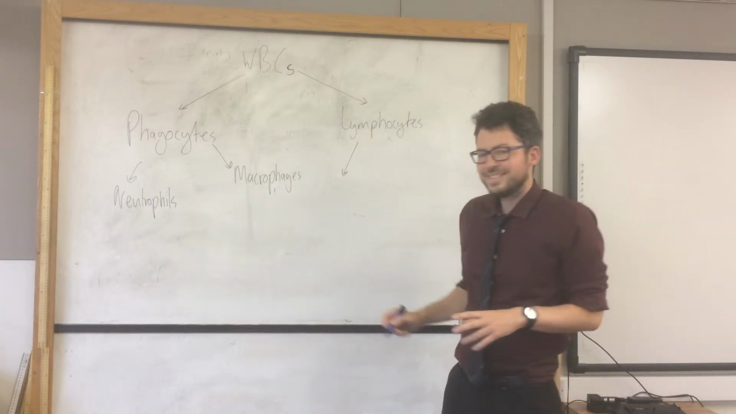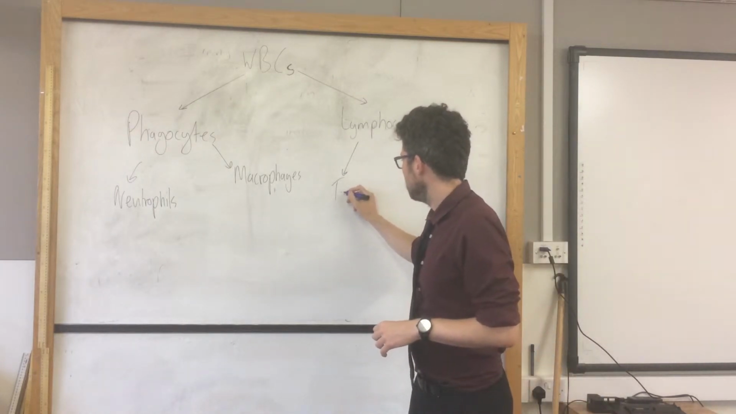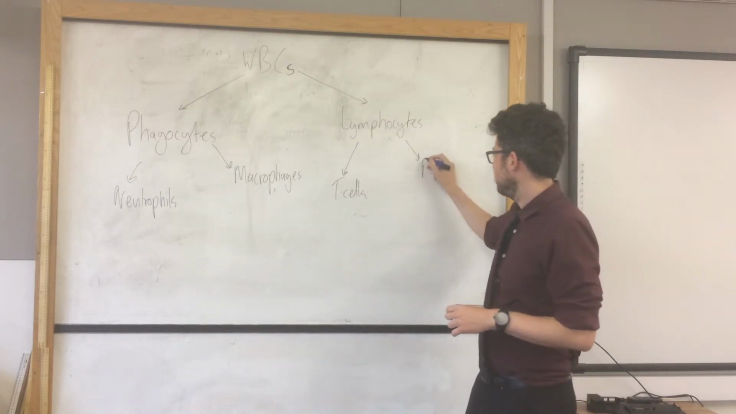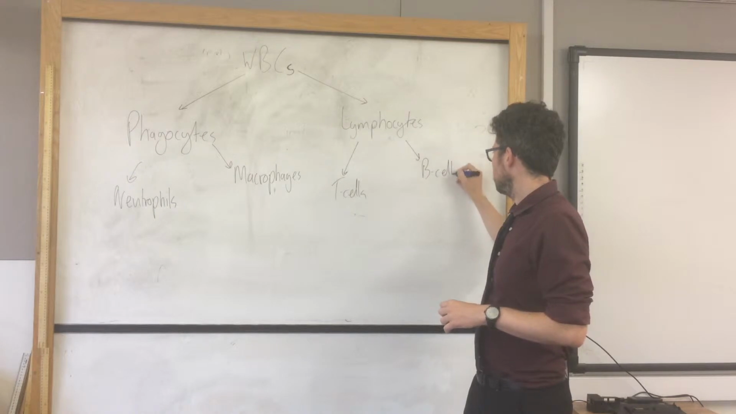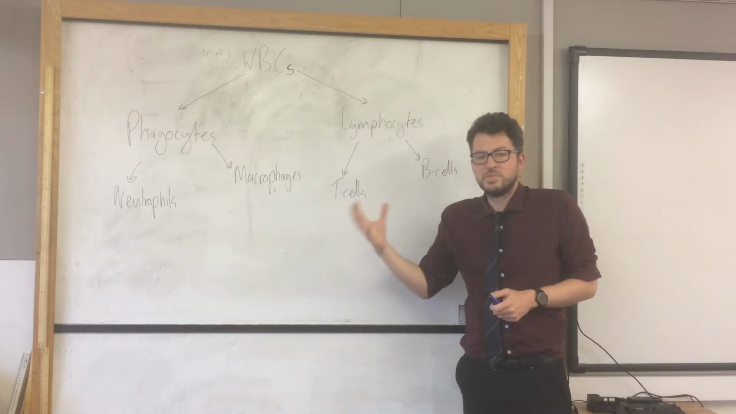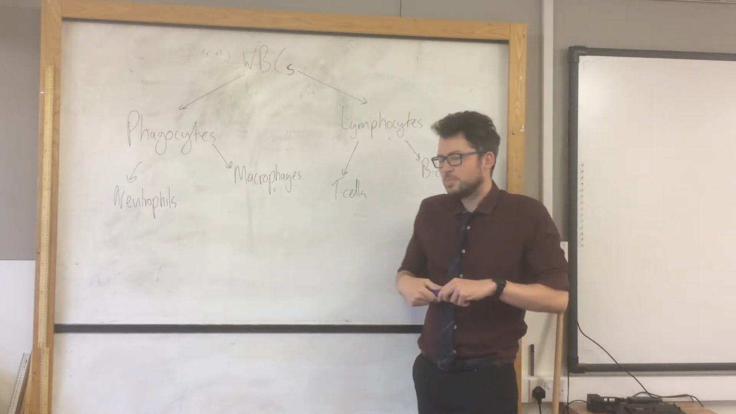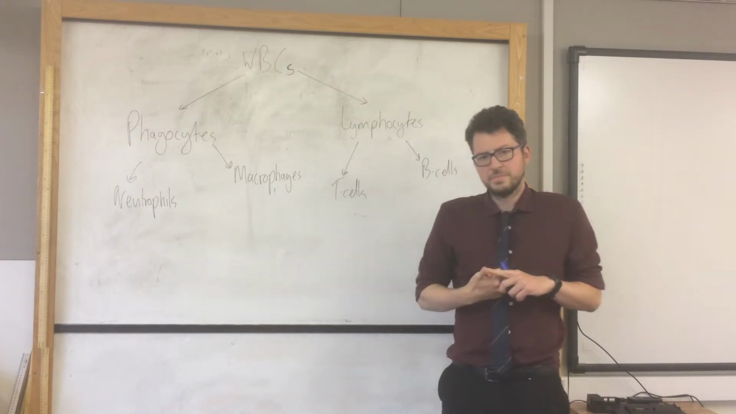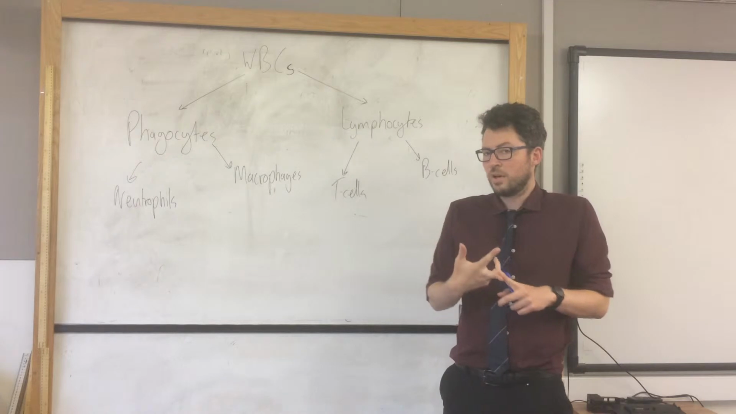We've got T cells and B cells. And they have different jobs as well. So the T cells can be broken down into a few different types. T killer, T helper and T regulator.